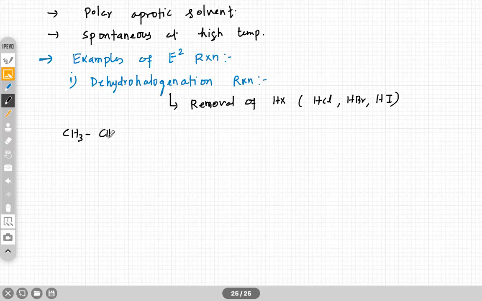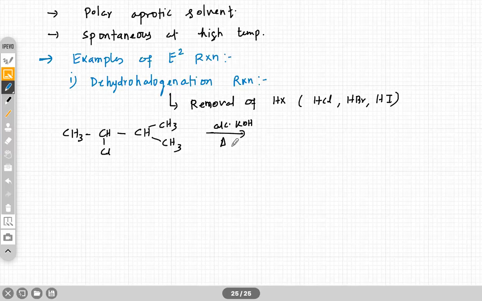CH3CHCl CH3 CH3 with alcoholic KOH. You know alcoholic KOH is a strong base and we are heating it. That is also required. Okay. So we are heating in presence of a strong base. The strong base plus heat, the combination gives you E2 mechanism, right? So the reaction mechanism is E2. So what happens in this? There is no intermediate, no carbocation formation in this.